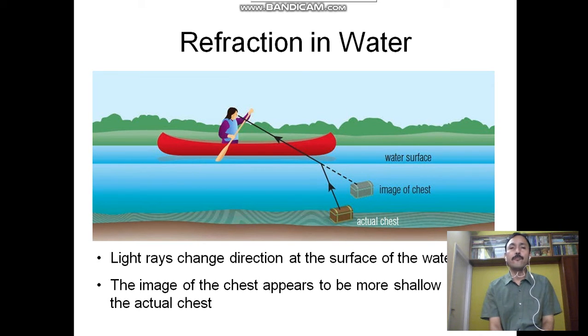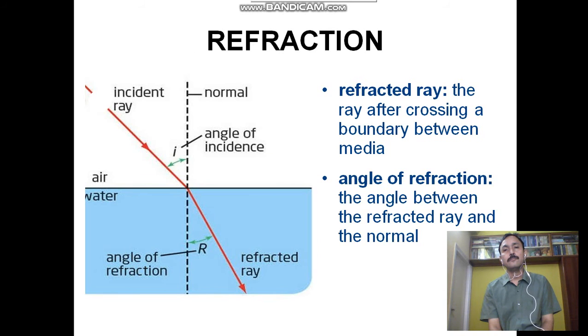This is another example of refraction of light in water. Now come to this figure. So this is air, this one is water. There are two media. This is the interface, the surface between the air and water. That means the plane that is separating air and water. This one is the normal. Now, the incident ray is this one. It is making an angle i with the normal. So i is the angle of incidence.